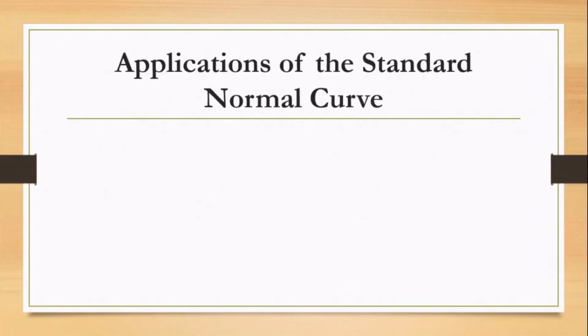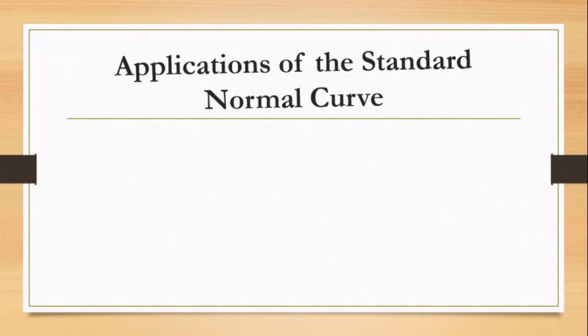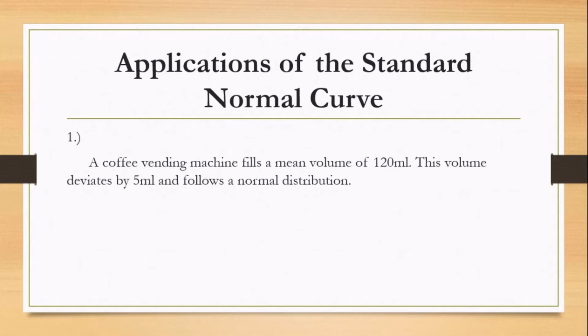Okay. So we are now ready for the main topic, the application of the standard normal curve. Suppose that a coffee vending machine fills a mean volume of 120 milliliters. This volume deviates by 5 milliliters and follows a normal distribution. Like any other machines, vending machines aren't always exact as it says on their posters. Sometimes instead of 120 milliliters it gives 118 milliliters or 129 milliliters and so on.